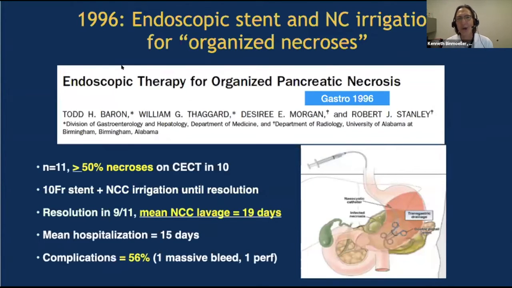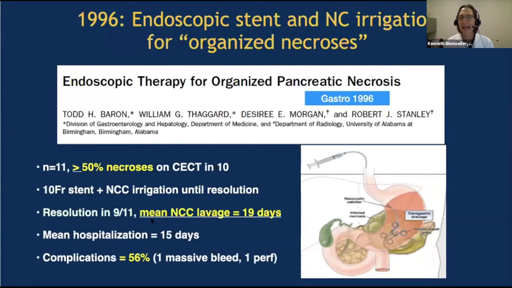1996. It was a great year for Todd Baron and a great year for us. You know, Todd is the first to describe endoscopic therapy for what we then called organized pancreatic necrosis. So we didn't use the term WON yet. And in this study of 11 patients, all patients with more than 50% necrosis on CT scan, he placed a 10 French stent and a nasocystic catheter for irrigation until full resolution. And resolution occurred in 9 of the 11 patients.